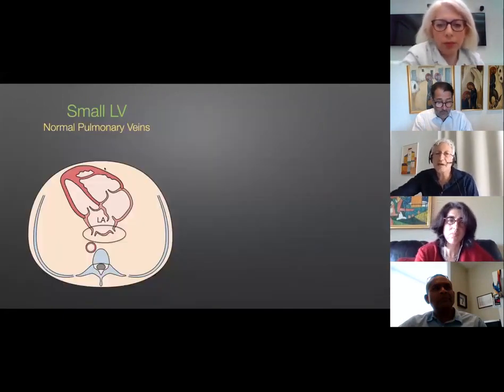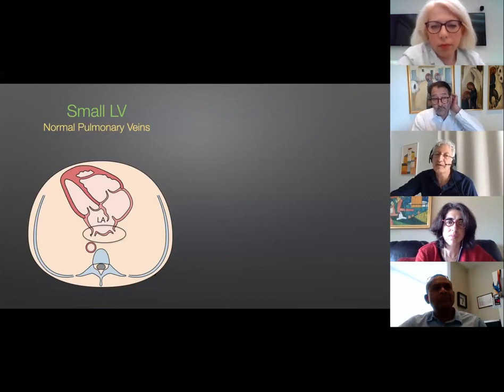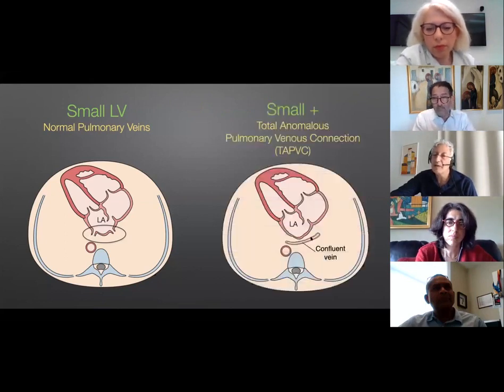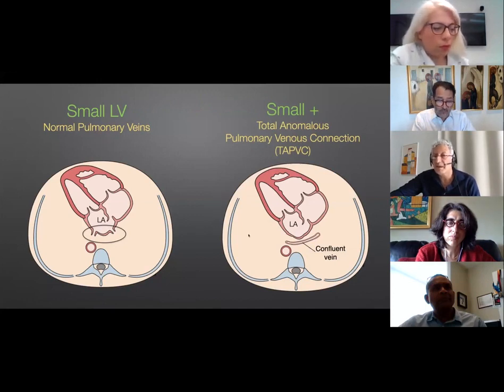And the other condition is the abnormal lung veins. So when you look at the posterior aspect of the heart, you see the two inferior veins, as I told you before. But in some conditions, when there is an abnormal lung vein drainage, conditions which are really very difficult to detect prenatally, and in general most of them are missed. But if you know the hint, it can be a narrow left ventricle. There is a confluent vein behind the heart.